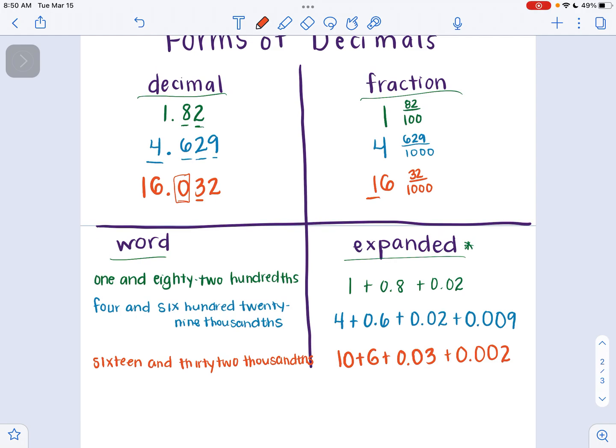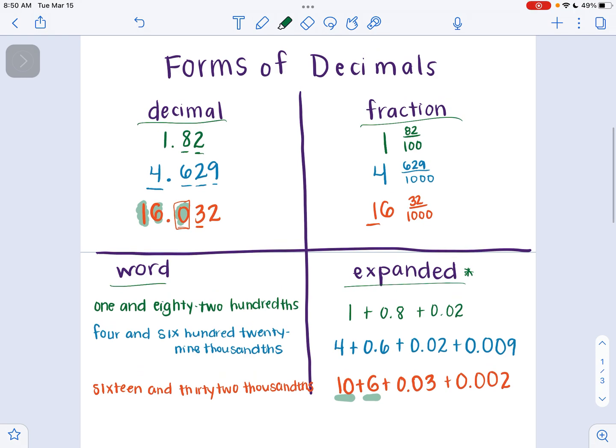That was a tricky one. Did you check and see? Did you skip the tenths spot? Did you make sure you had the 10s and the 1s separated? So 10 plus 6. Okay? Those are the 2 things you're looking for. We'll be practicing the forms of decimals. Nice work today on your video.